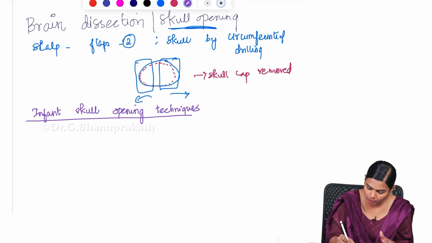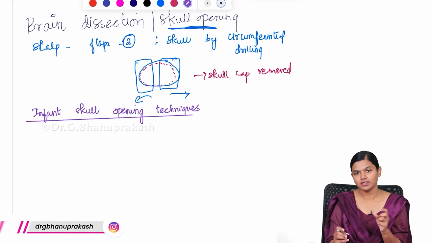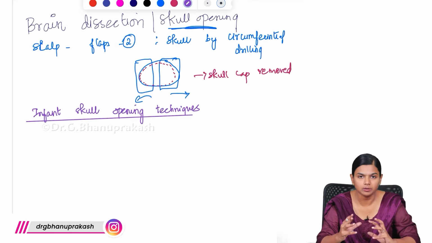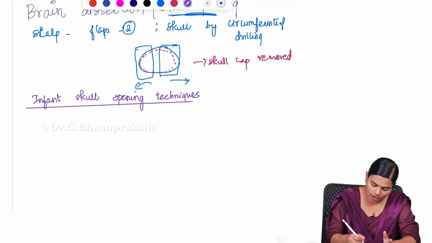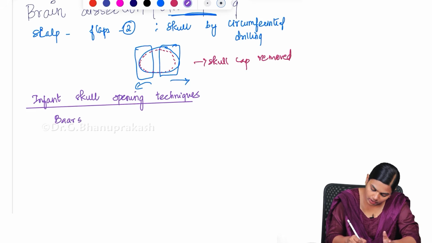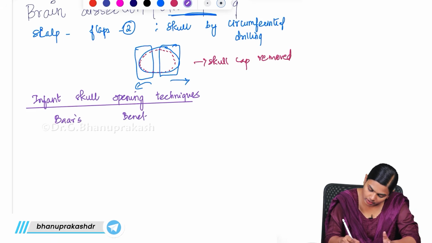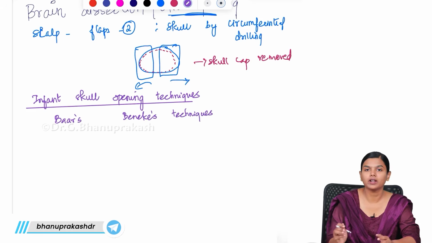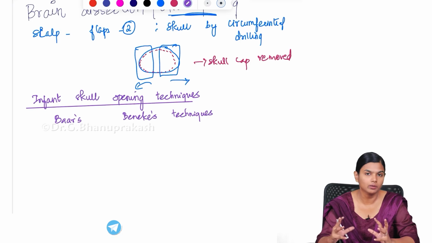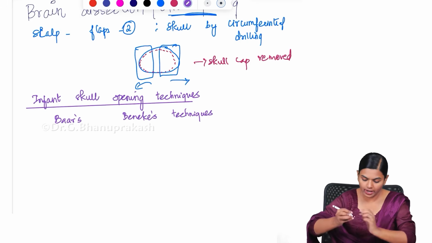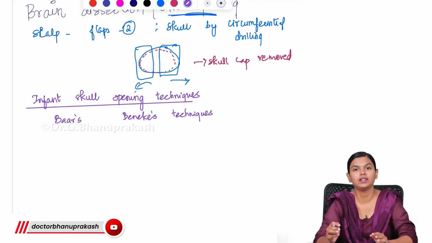In infant skull opening, the infant's skull is very, very malleable. It is very, very fragile. It will not be as hard and calcified as an adult skull. So you have 2 techniques: Wernicke's and Baar's techniques. These 2 techniques are used for opening up the skull in infants. Up to 5 years of age, their skull will not be completely developed. So these 2 techniques are used for opening the skull in infants.